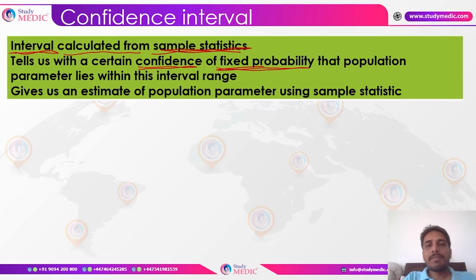For example, 95% probability is there that the population parameter, for example population mean birth weight, from which the sample is drawn, lies within this confidence interval range. So we use the sample mean to calculate a range, which will tell us the 95% probability that the population mean will lie within this range. So in a way, we are giving an estimate of the population parameter using the sample statistics, right?